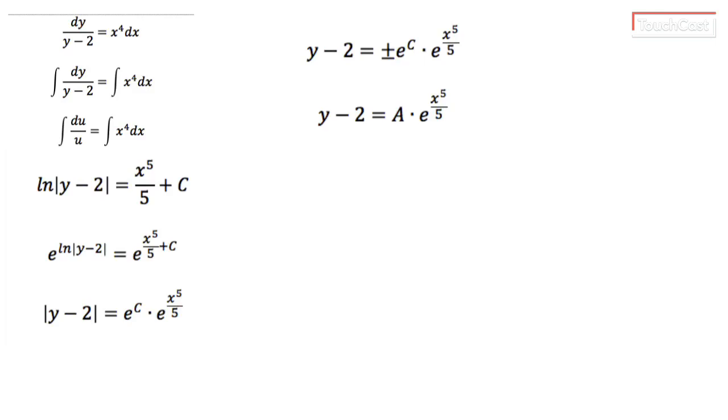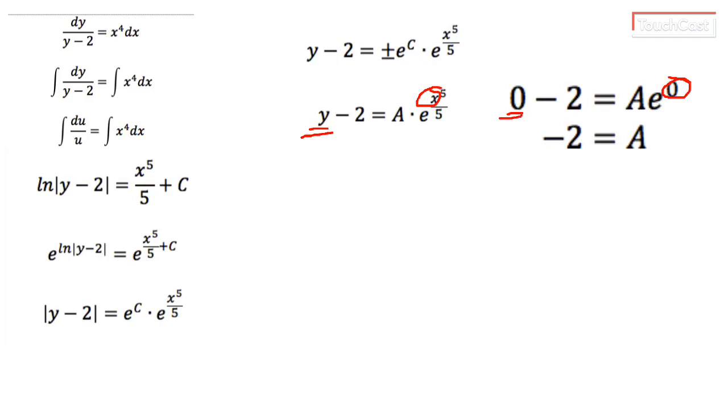Now I can use my ordered pair that I was given at the beginning. I know that when x is 0, y is supposed to be 2. Sorry, I know that when x is 0, y is supposed to be 0. So I replaced this x with 0 and this y with 0. And I have my new equation.